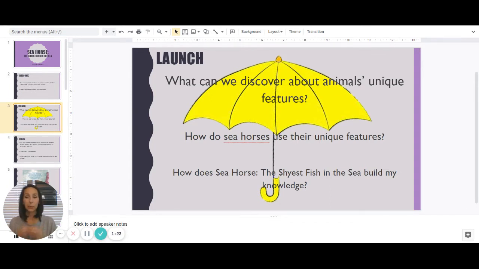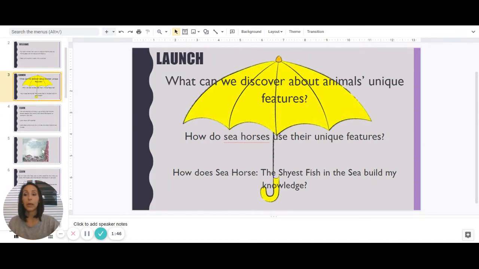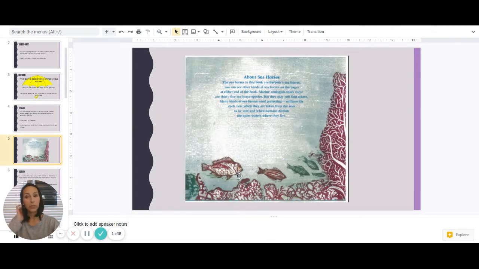Today, our bite-sized piece of pizza question is: how does Seahorse, the shyest fish in the sea, build my knowledge? That's where we are going to be using the video to connect what we've learned from the text. And then, of course, you'll be sharing in Socratic Seminar what you've learned from this text and how this text has helped you.